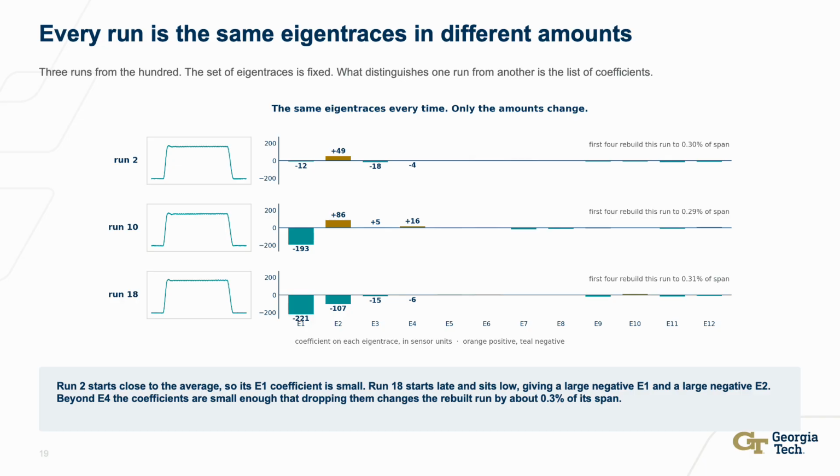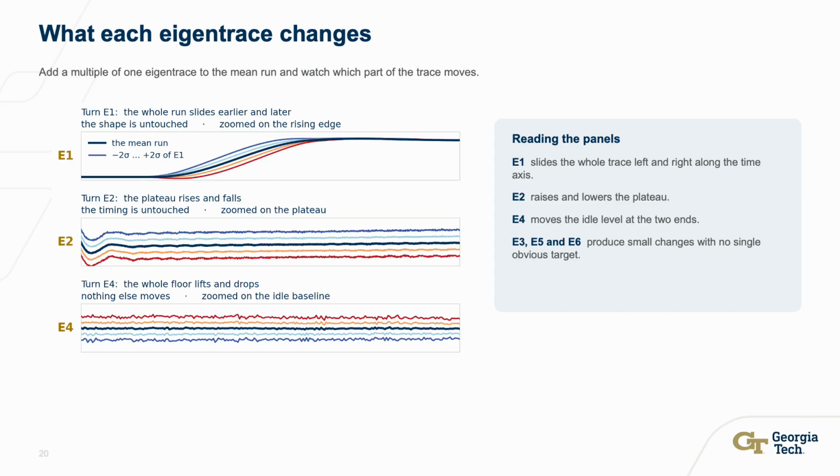Look at how quickly the bars die out. By the fifth component, they are barely visible. The annotation on the row makes that precise. Rebuilding each of these runs from the first 4 coefficients alone gets you to within 0.3% of the signal span. So a run that arrives as 2000 numbers can be described by 4 with an error you would struggle to see on the plot. Now we work out what these patterns actually mean physically.